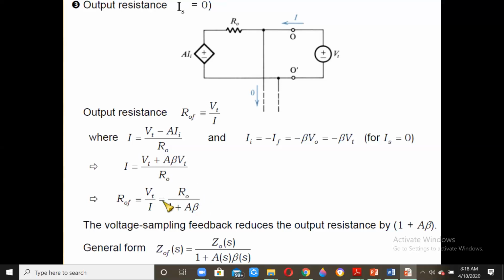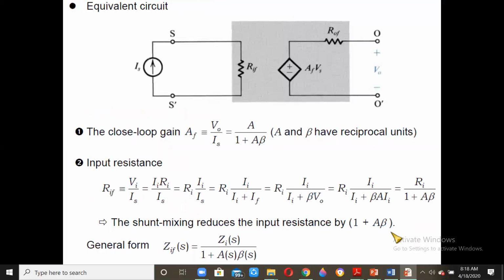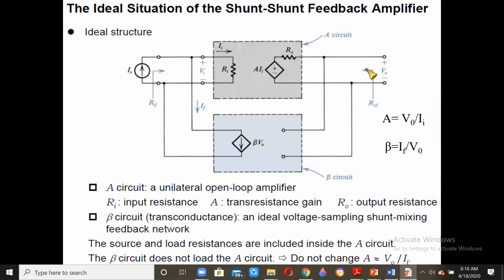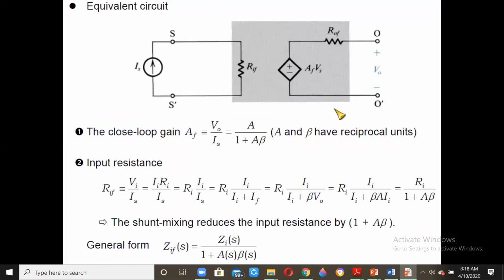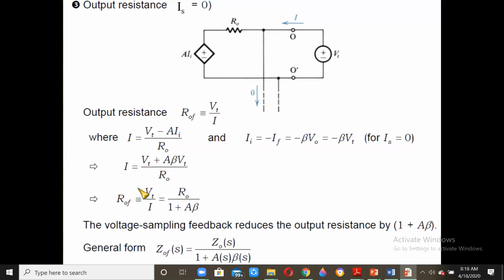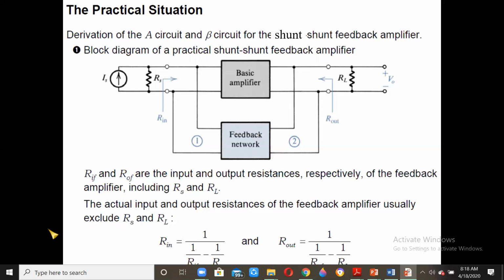So again, the voltage sampling feedback reduces the output resistance by 1 plus A beta. We had voltage sampling here, and that is reducing the value of the output resistance from R0 to R0 by 1 plus A beta. That is, R0 is divided by 1 plus A beta. The general form is ZOFS, that is the impedance, is equal to ZOS divided by 1 plus A beta. That is the ideal situation.